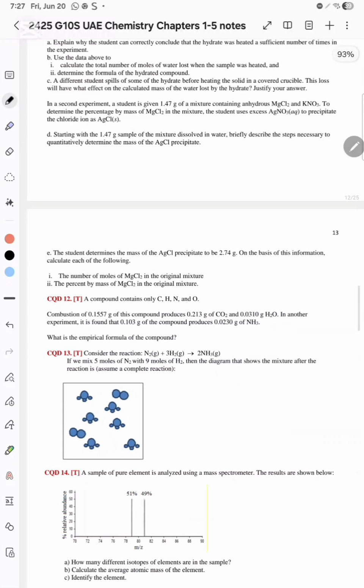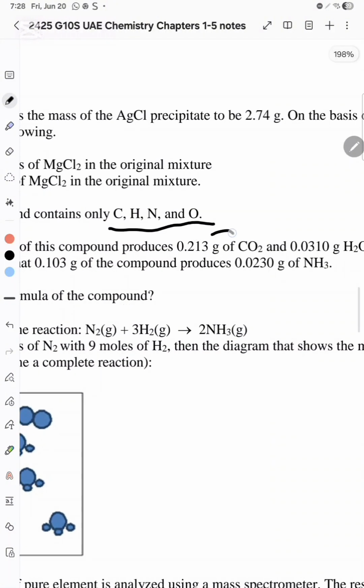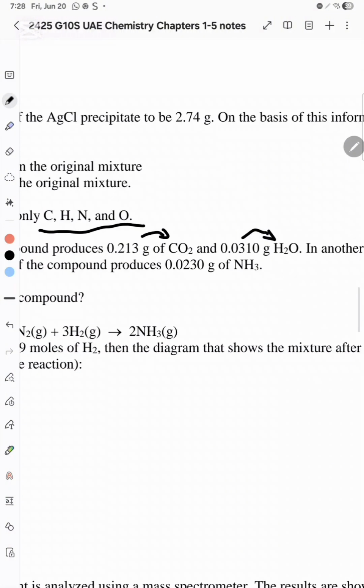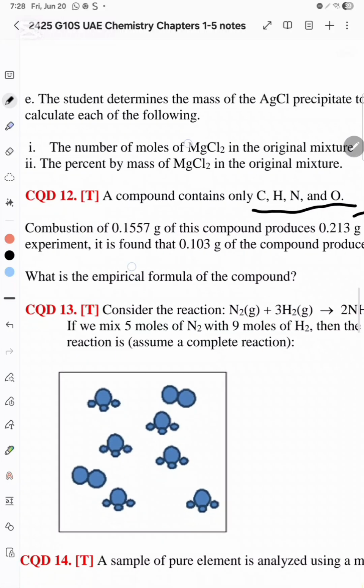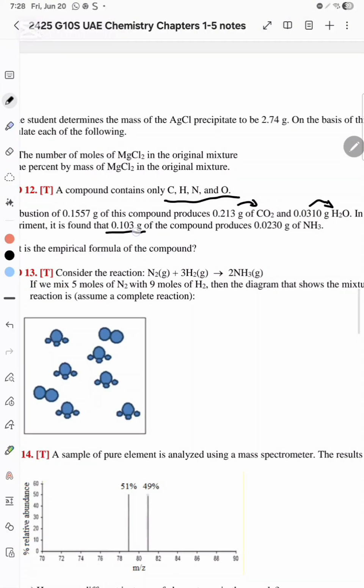I think it doesn't. So, combustion of 0.1557 grams, the compound has 4 different elements. Oh my god. So the combustion of 0.1557 grams of this compound produces this much CO2, this much H2O, and then it's found that 0.13 grams of the compound produces 0.230. Yeah, there is a trick in this question, but it shouldn't be hard.